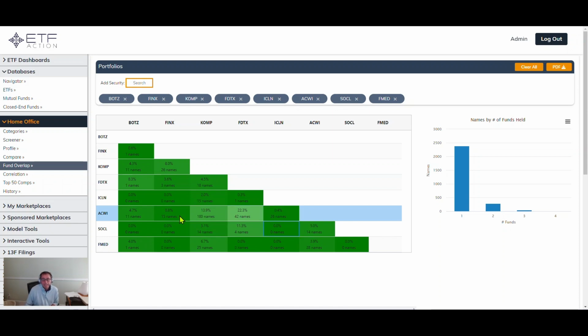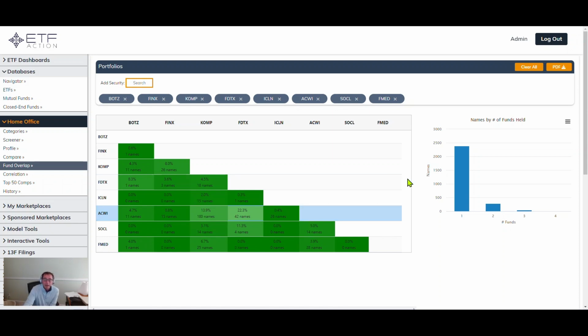ICLN, 26 names, basically no overlap percentage-wise. If I go over here to social, 14 names, 5%, and then the Fidelity disruptive medicine, 28 names, 3.9%. So clearly, if I look across these strategies, there is very little overlap. It doesn't mean you should go out and buy these. It's not a recommendation. It's just letting you know that if you're looking to understand, is this strategy going to be additive to my portfolio, or is it really just going to be more of the same with a different name? A great way to do that is using our fund overlap tool.